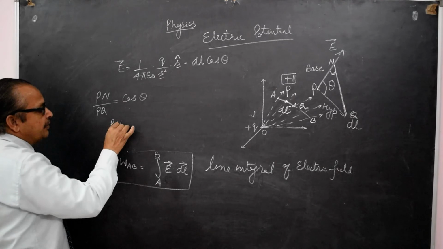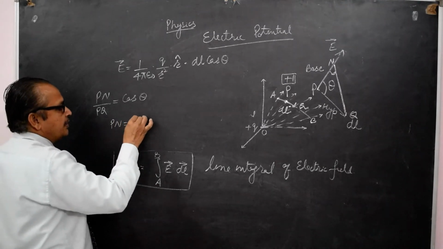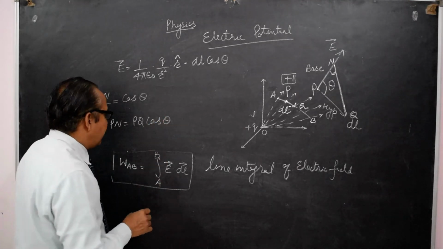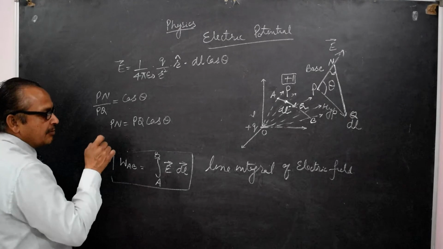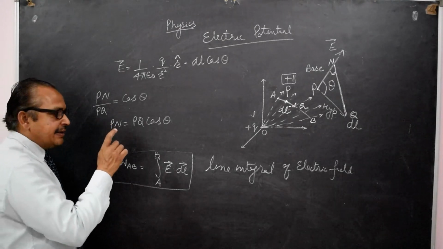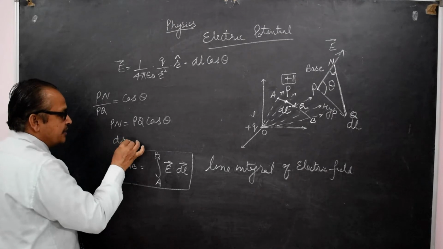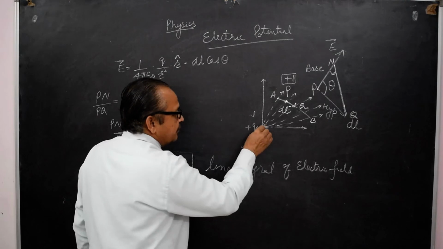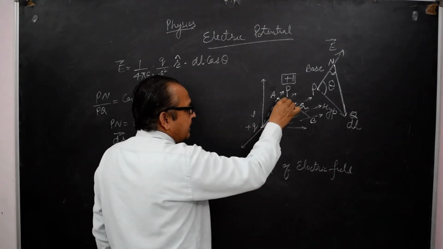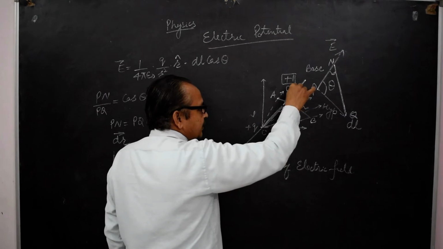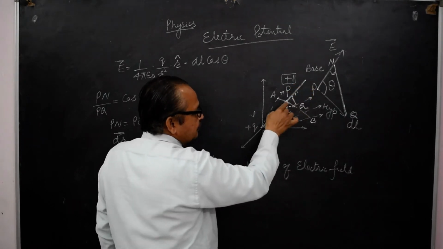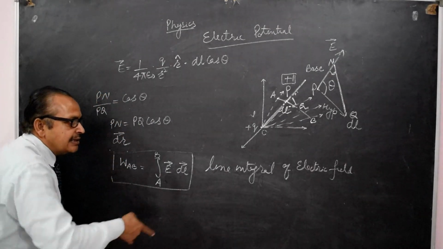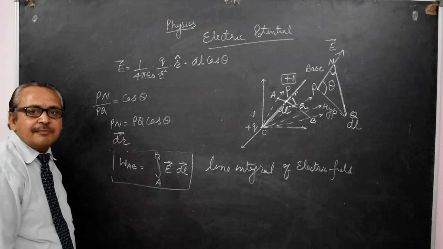So what will be my PN? PN will be equal to PQ cos of theta. And what is PN? PN is, let us say, small dr, the displacement along the position vector. This is my r. So when it goes further, from here our perpendicular has come. So this is my small displacement dr in the direction of r.